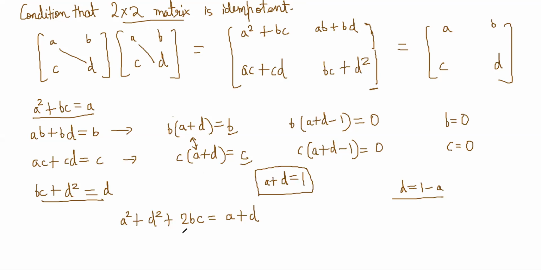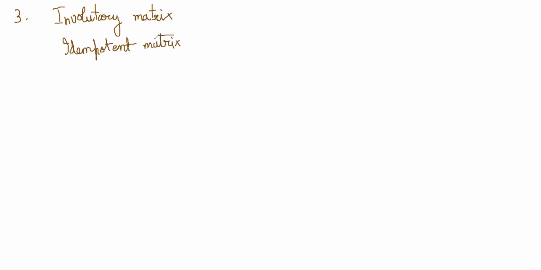What is an involutory matrix? Not involuntary, involutory. It is very related to idempotent. Involutory means A square is equal to I. Here A square was equal to A. This is just a definition thing, just a name that has been given. So there's no special property for this involutory. You don't have to worry about it.